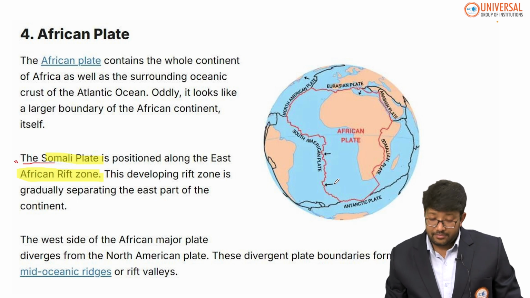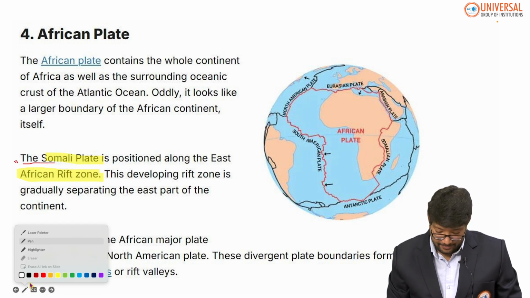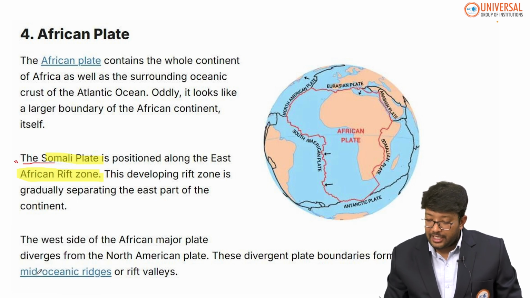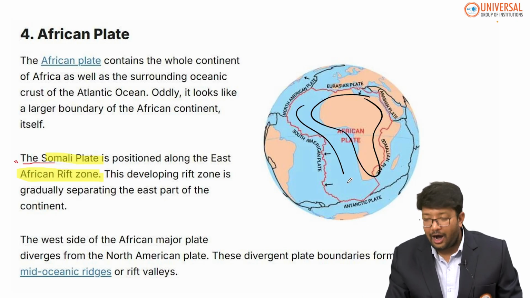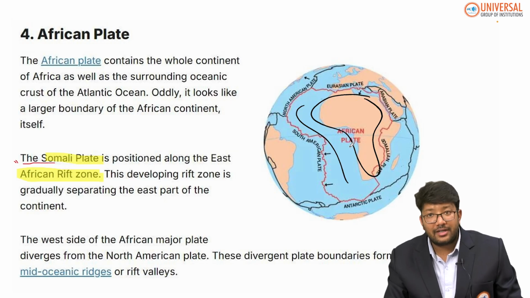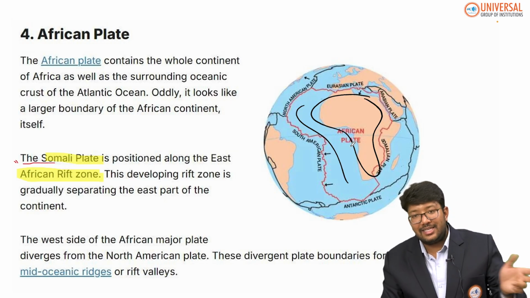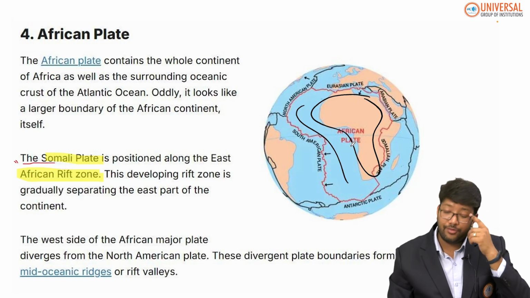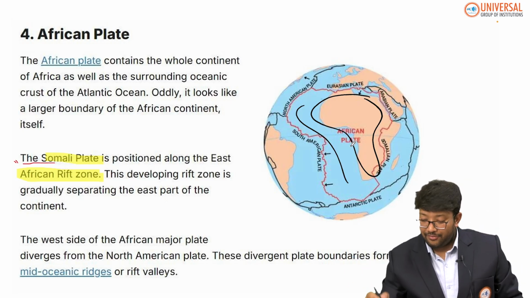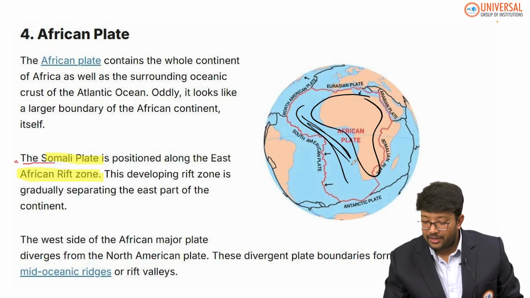Then fourth is the African plate. The African plate contains the whole continent of Africa. Can you see this? All the continent of Africa and some half crust of what? Half crust of the Atlantic. The same way North America was taking half of the Atlantic Ocean, the African plate is also containing half of this Atlantic Ocean.